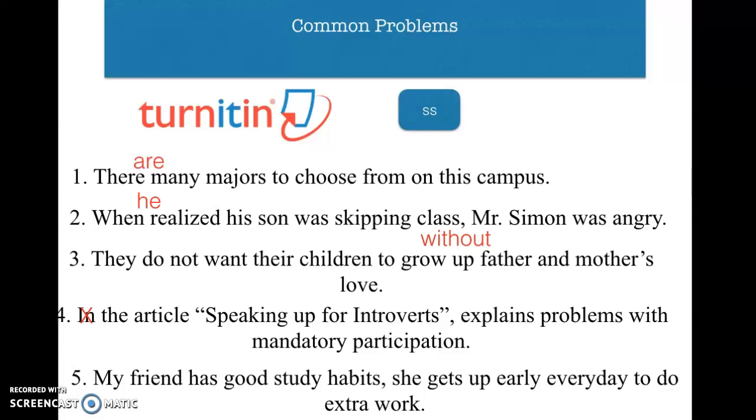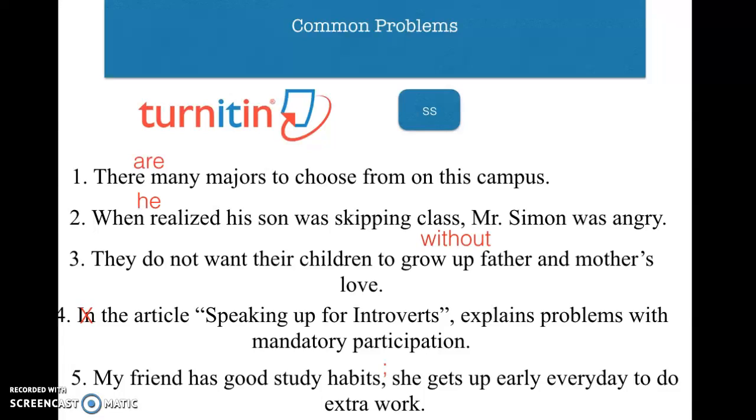And the last one, my friend has good study habits, she gets up early every day to do extra work. This sounds okay, but as we looked at earlier, these two independent clauses cannot be separated by a comma. Okay, they can be separated by a semicolon. That would be fine. But you can't just separate them with a comma. That's called a comma splice.